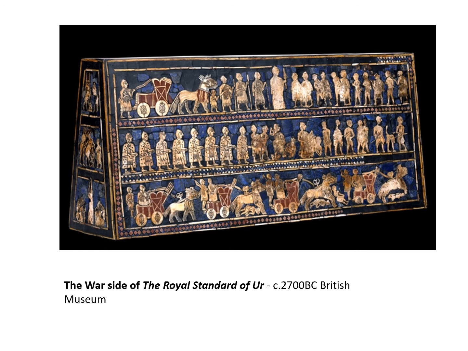Here is the war side of the standard of Ur. It is very opposite from the peace side. The peace side, they're banqueting and sort of playing nice. In the war side, we see propaganda. It's propaganda that says, hey, if you are to cross us, this is what will happen to you.